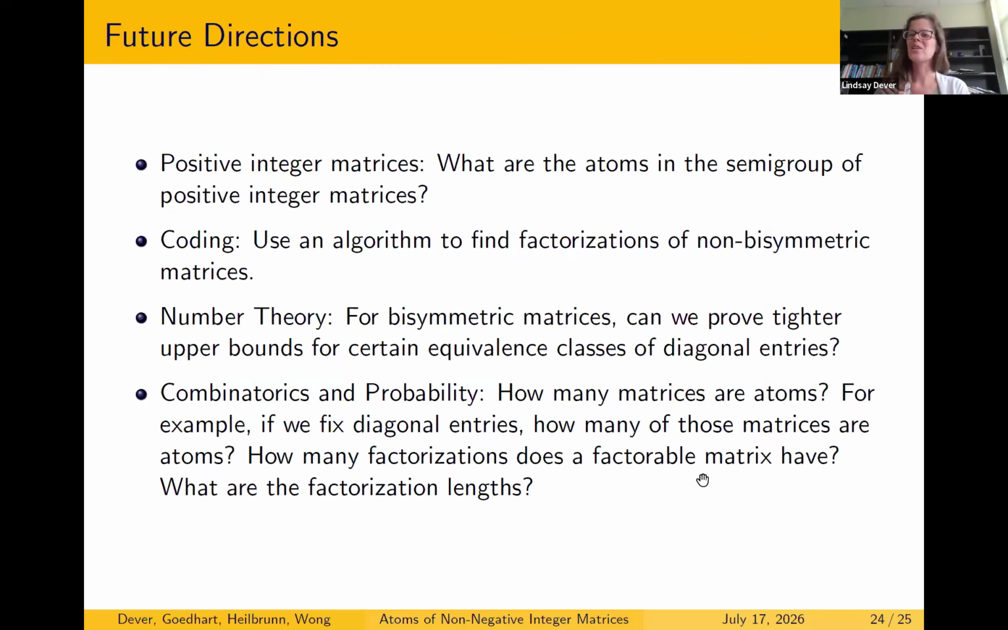And finally, I know I didn't talk about combinatorial applications, but I think there's a lot of room for combinatorial questions in this work. So thinking about how many matrices are atoms. For example, if we fix an X, for how many Y are those matrices atoms? You can also think about the number of factorizations and different factorization lengths. There are all kinds of different combinatorial questions that I think could be explored in this area.